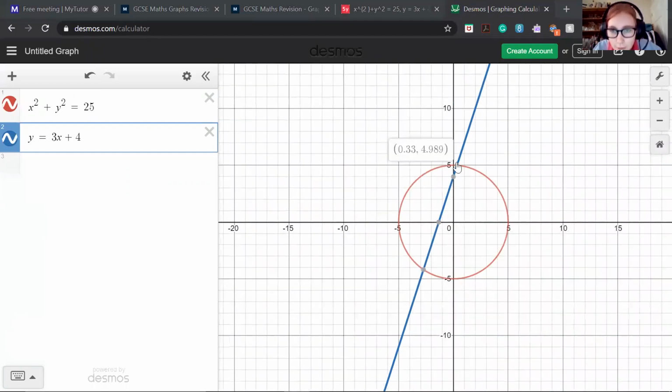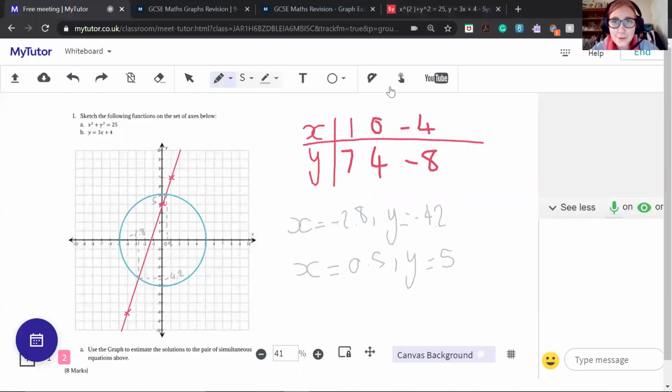So here, and in fact, yes, see, I should have done this in the first place. 0.33, 4.989. There you go, that's pretty close to 0.5 and 5. And the other point here, minus 2.73, minus 4.189. That's super close to minus 2.8 and minus 4.2. So I think we smashed that there. So yeah, I should have done this in the first place, decimals. And you can see that this is exactly how we sketched it there. Cool, hopefully that makes sense. And thank you to whoever recommended that one. Definitely better than trying to use that other software.